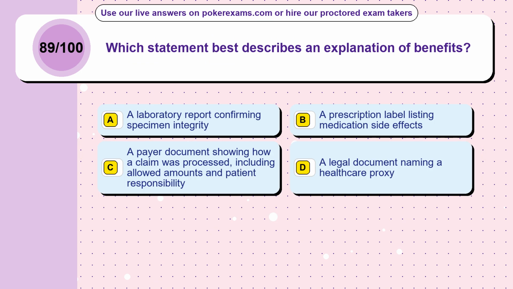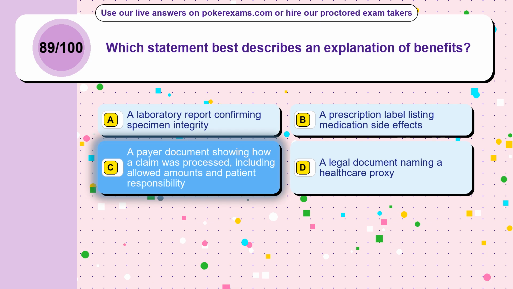Question 89. Which statement best describes an explanation of benefits? Option A. A laboratory report confirming specimen integrity. Option B. A prescription label listing medication side effects. Option C. A payer document showing how a claim was processed, including allowed amounts and patient responsibility. Option D. A legal document naming a healthcare proxy. The correct answer is option C.